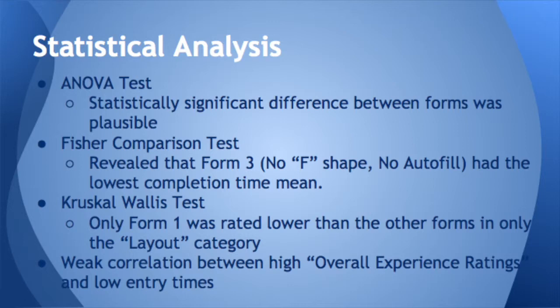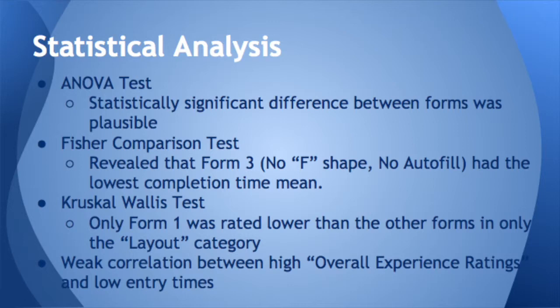Next, to analyze the data received from the user questionnaires, which rated overall appearance, overall experience, layout, and user-friendliness, a Kruskal-Wallis test was performed. This test revealed that only Form 1, which was the form with the F shape and no autocomplete, was rated significantly lower than the other forms in only the layout category. In all the other categories, the median ratings of the forms were essentially the same.